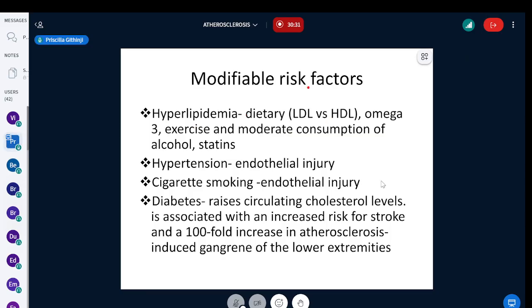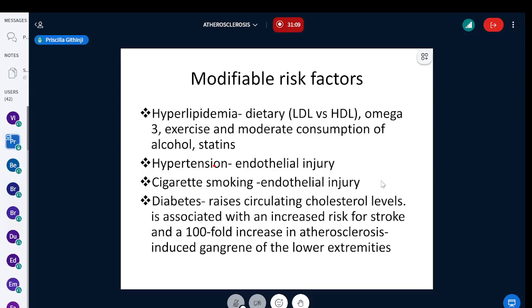Also, exercise has been shown to increase HDL cholesterol. Then this is controversial: red wine, if you take moderate, not excessive consumption, also increases your HDL cholesterol. Also, those patients who are on statins, and these are drugs that lower cholesterol, of course, they're going to avert this hyperlipidemia. Then we have hypertension as the other modifiable risk factor.